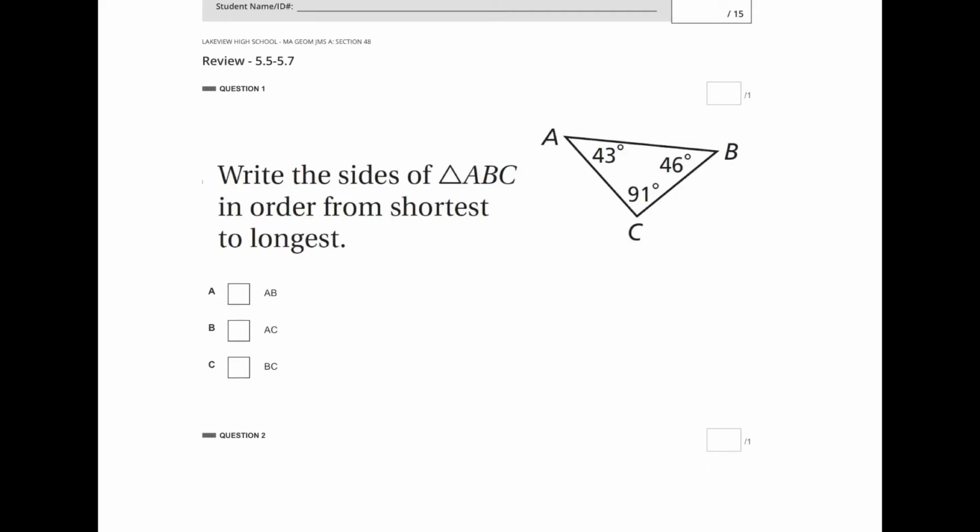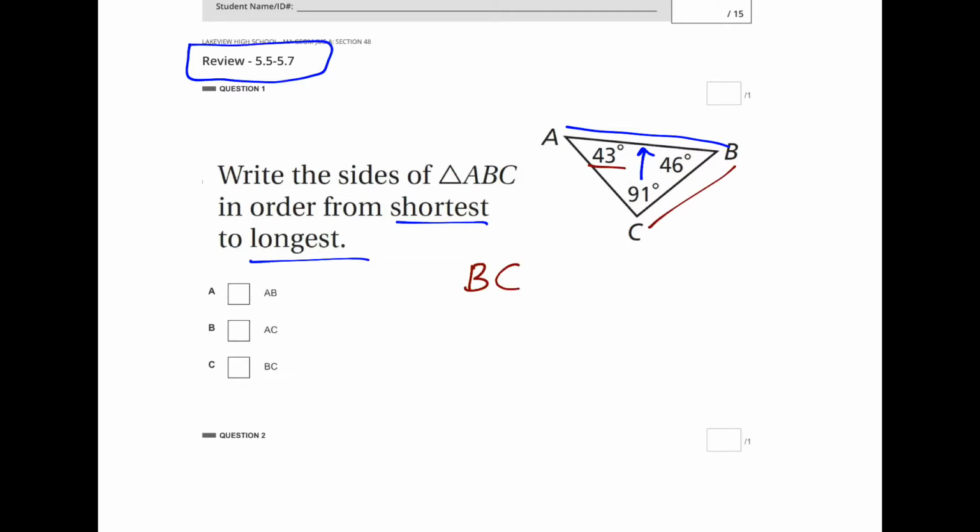This is a review for 5.5 through 5.7. Across from the larger angles are the longer segments. This question asks us to write the sides of triangle ABC from shortest to longest. So we actually start with the smallest angle. Across from that is side BC.